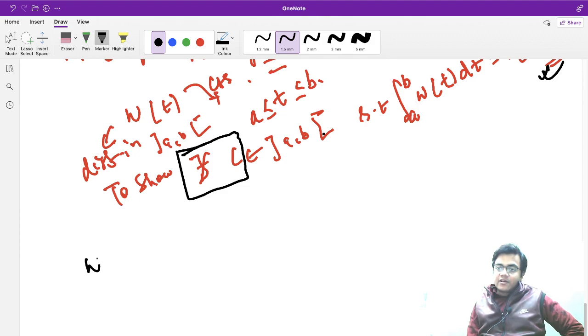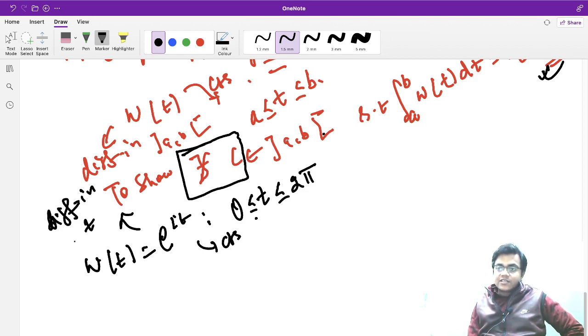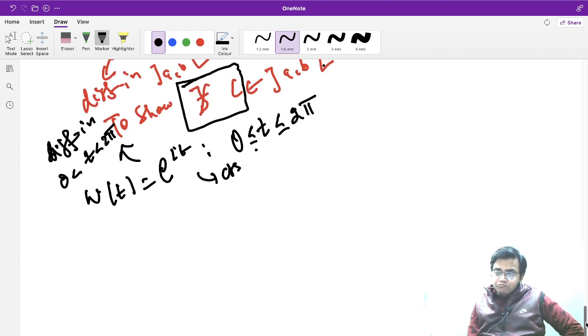For example, you can take W of t equals e to the power iota t, the same example, and t lies between 0 to 2 pi. Certainly it is continuous in this interval, and it is differentiable in the open interval 0 to 2 pi. All these things are there.